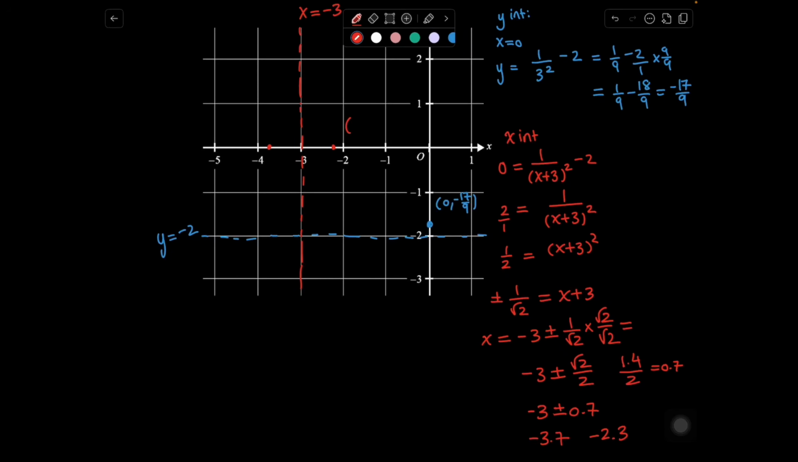So label this one as negative 3 plus root 2 over 2, comma 0, and then label the other one as negative 3 minus root 2 over 2, comma 0.